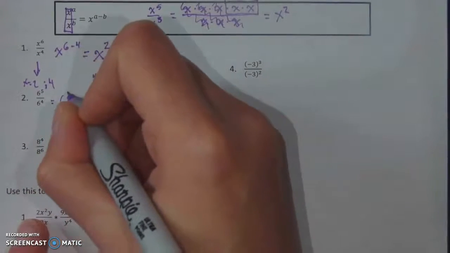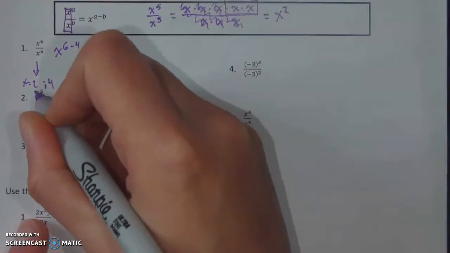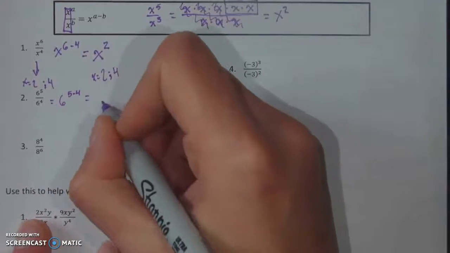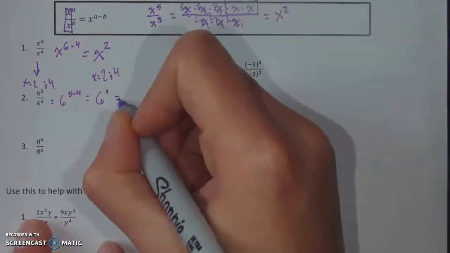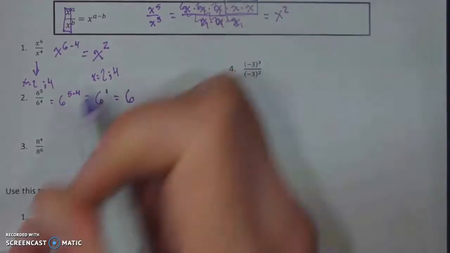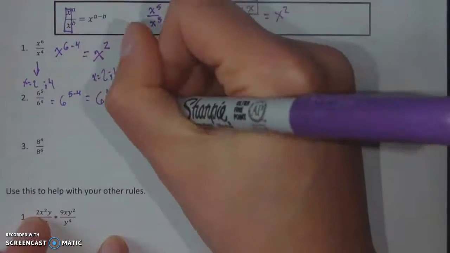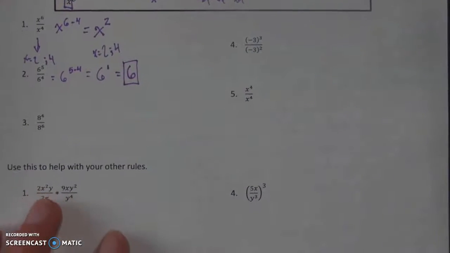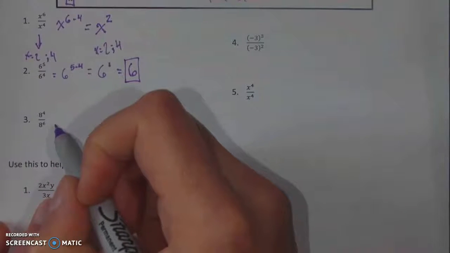That's going to give me 6 to the 5 minus 4, same base, no addition or subtraction. And 6 to the 5 minus 4 is 6 to the 1, or just 6, because anything to the first power is just itself. And again, you could type that into your calculator to see that that works. Now we're going to get something just a little bit different.